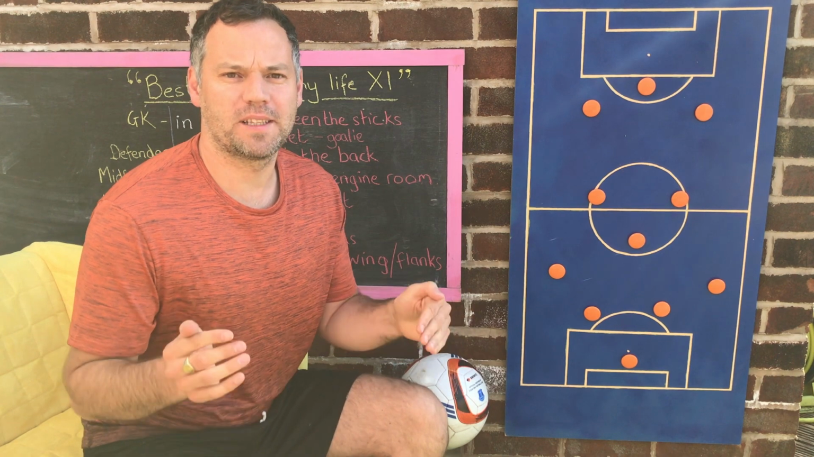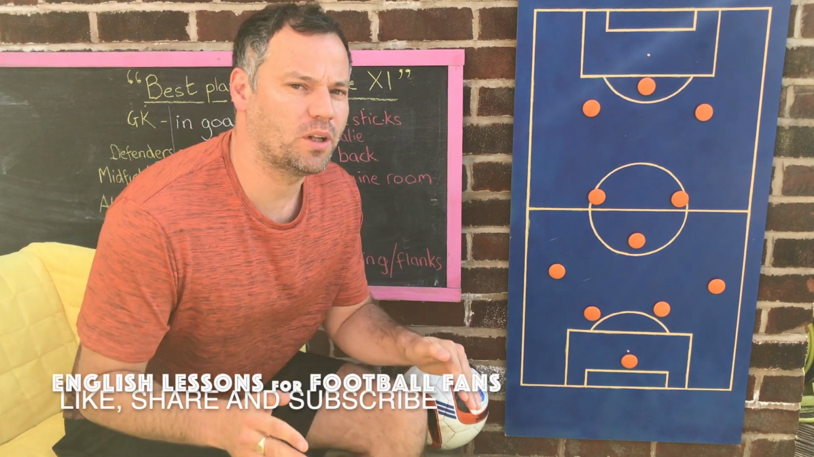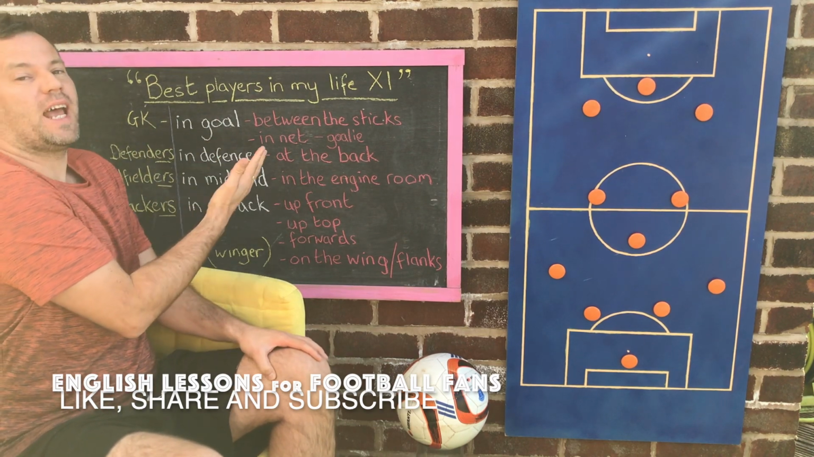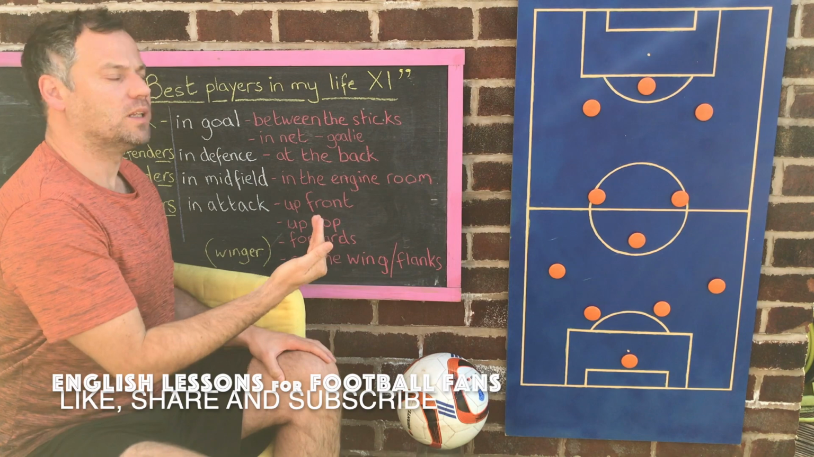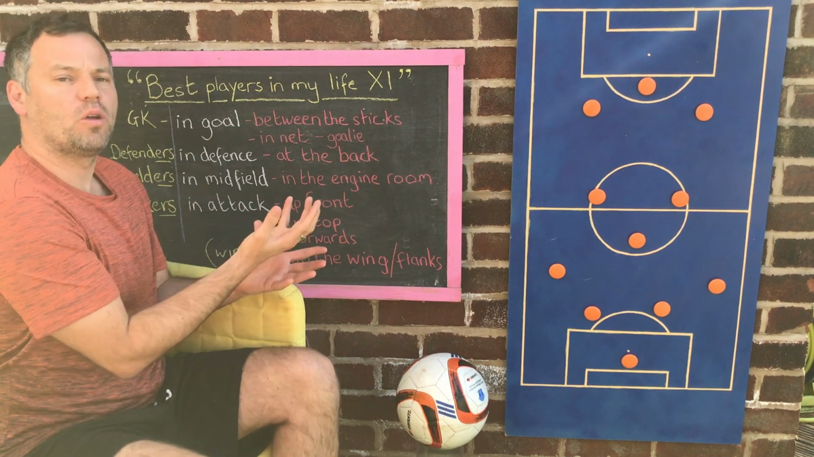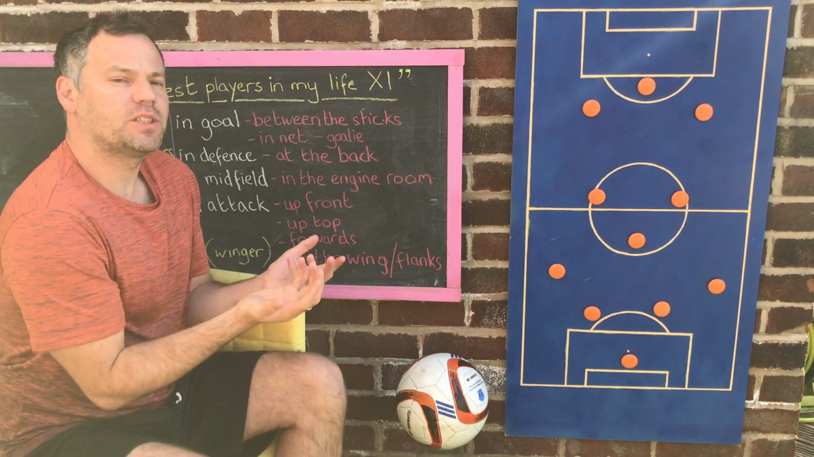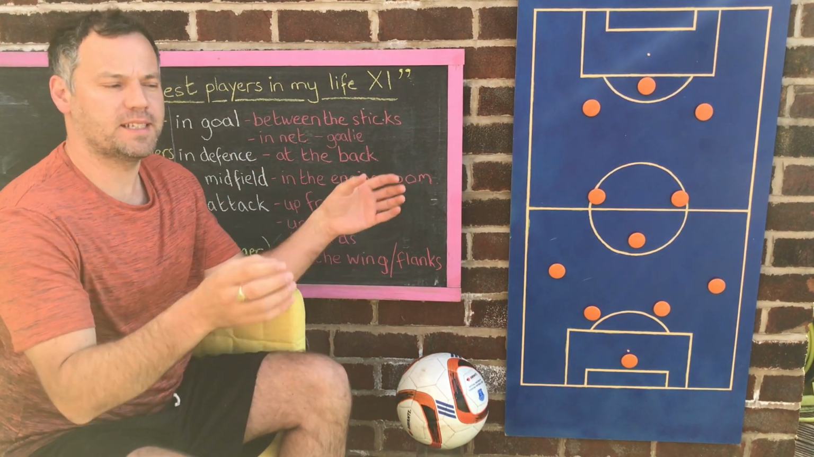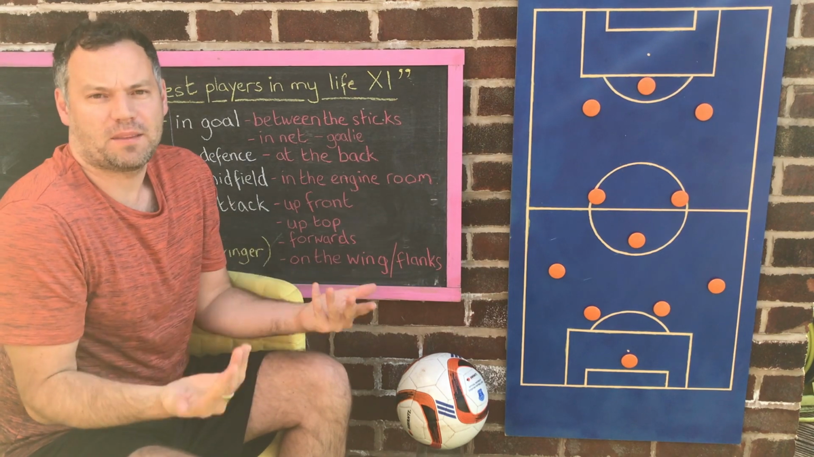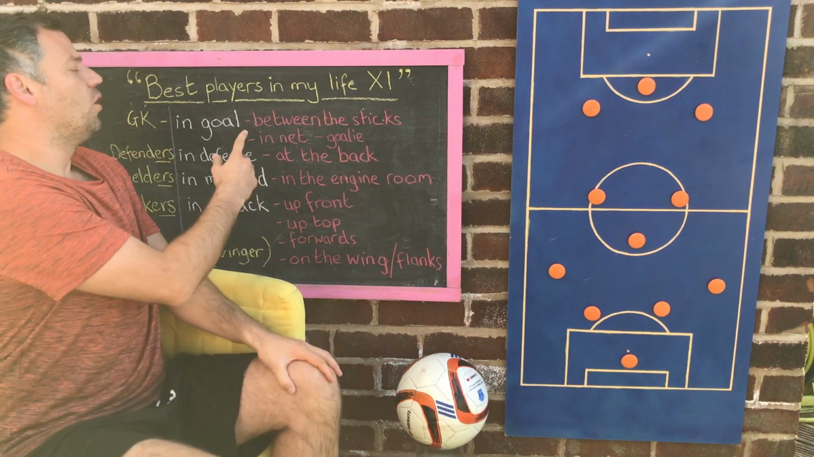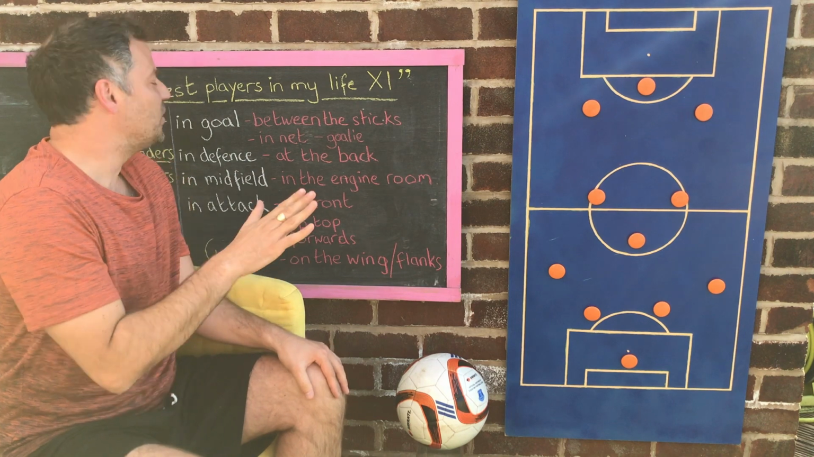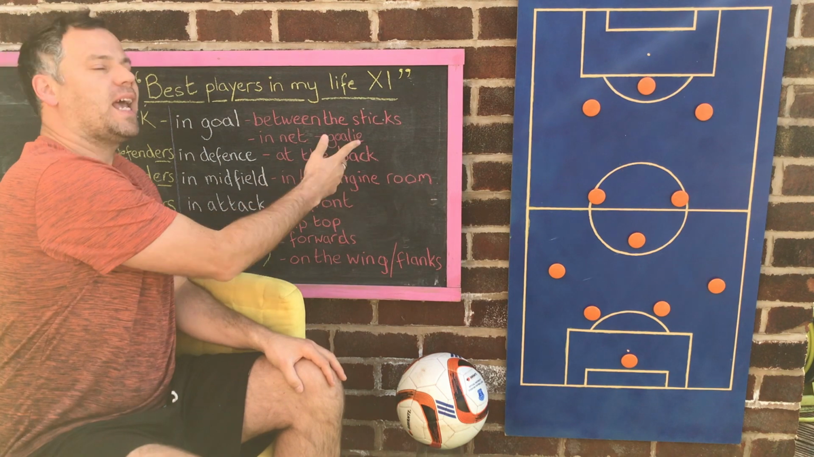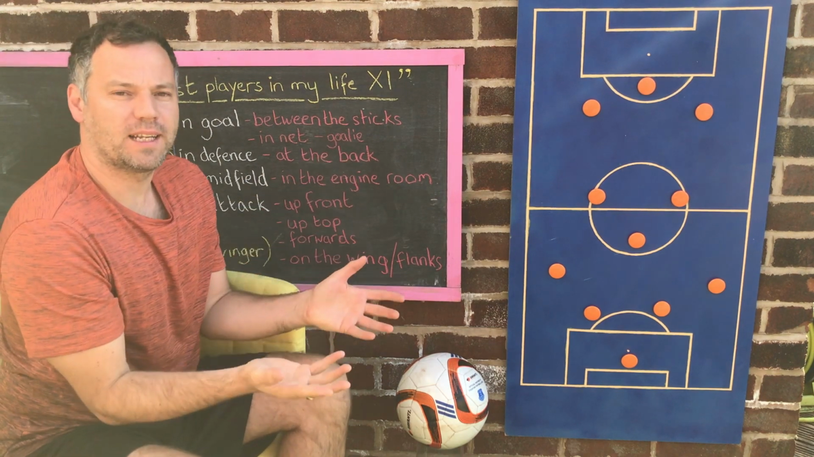Okay, so let's start with some basic positions in football. First, the goalkeeper, or the GK, or you can say you play in goal. So in goal means the goalkeeper. More spoken language here is between the sticks. So you can say I play between the sticks. So that means you are a goalkeeper. Or we don't say this in Liverpool, but in net. You can say he plays in net, or you can be a goalie, which is spoken English.